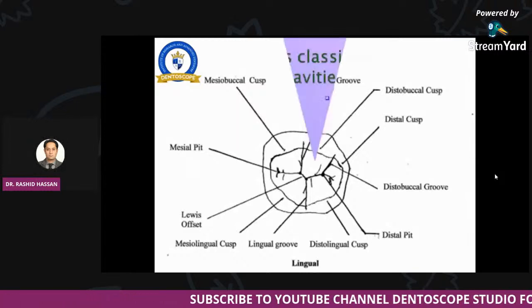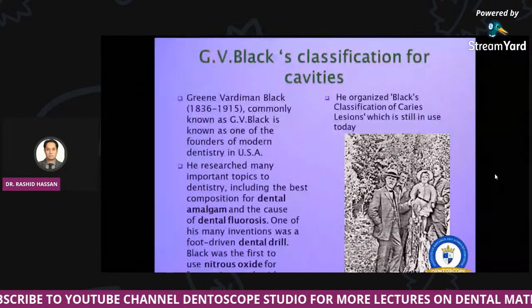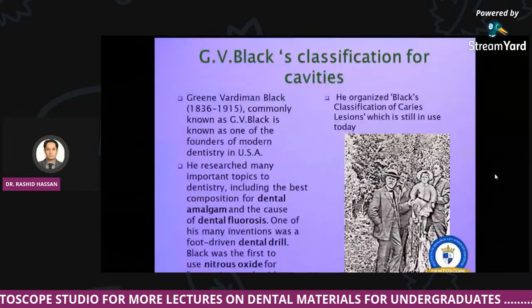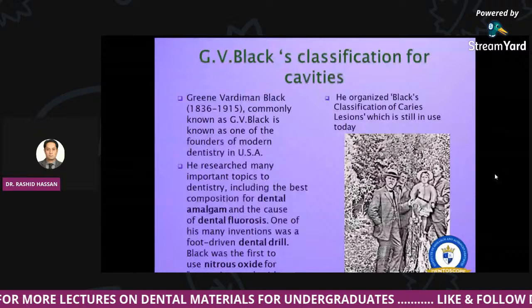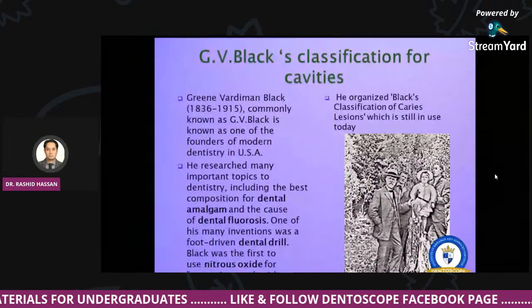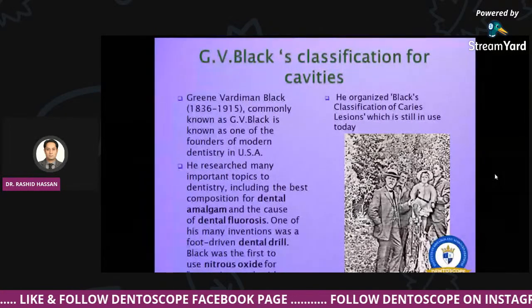So a very important thing that we talk about in dentistry is GV Black's classification for cavities. GV Black gave this classification around 1940 almost.